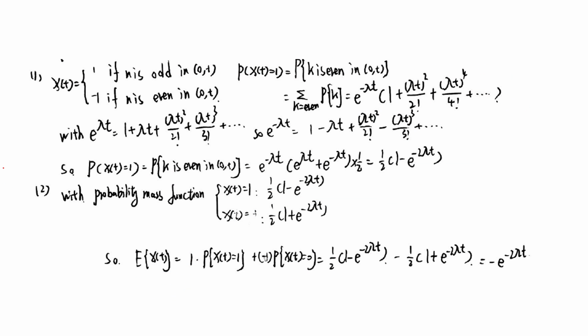So this is my solution here. The probability that X(t) equals 1 is equal to the probability that k is odd in the range between 0 and t, so it needs to add all the probabilities of the different circumstances here. Finally, I calculate that the answer should be like this. So the probability that X(t) equals 1 is equal to this.